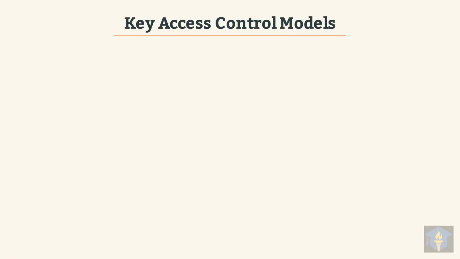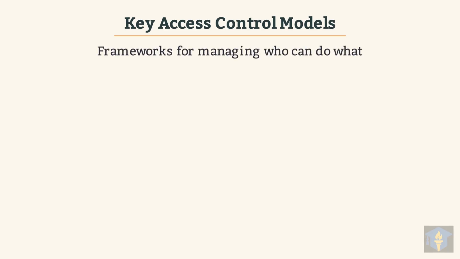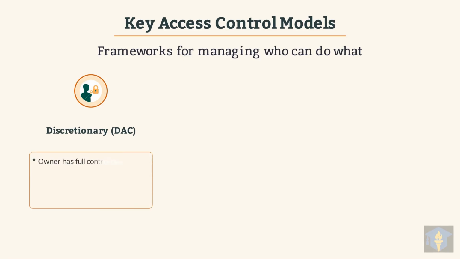Let's now explore the key access control models, which are fundamental frameworks for security. These models provide structured frameworks for managing precisely who can perform what actions within a system. First, we have discretionary access control, often abbreviated as DAC. In DAC, the resource owner holds full control over setting and modifying permissions.